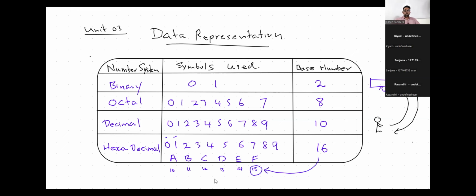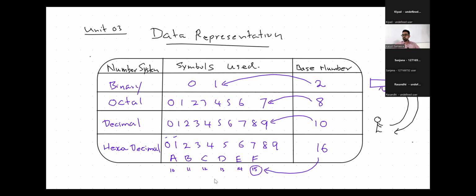The last symbol should be just before the base number: 9 for base 10, 7 for base 8, 1 for base 2. Clear? This is the mandatory stuff you should know. Raise your hand if you are okay up to this point. If you've got any questions, ask. Okay, right, done.